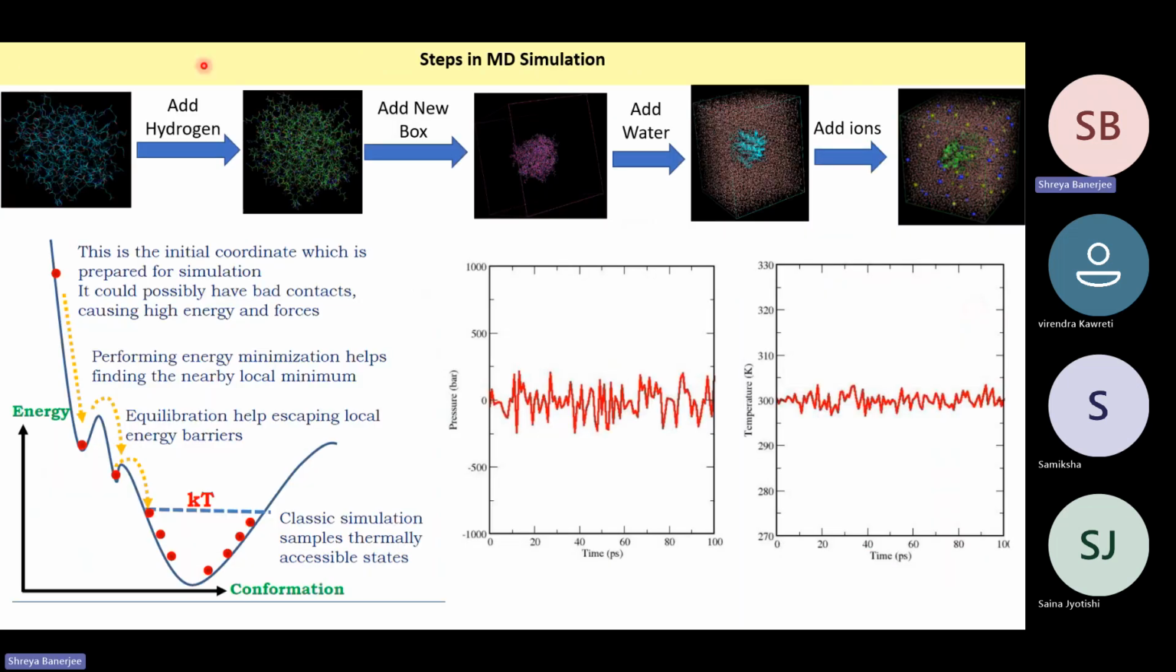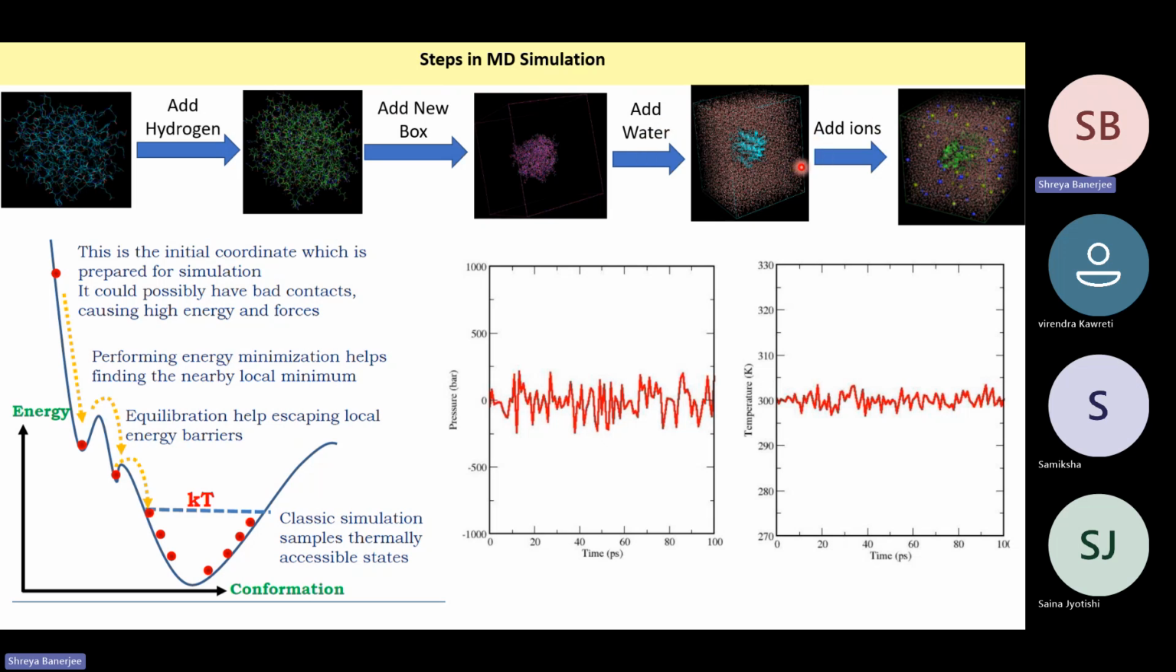So these are the things that are done before the simulations. You have the PDB structure. If you remember, the hydrogens had been removed. Now we will add the hydrogens back. And we will add a box so that we can specify the volume of the solvent. Then the solvent is added. Here it is water. And ions are added.